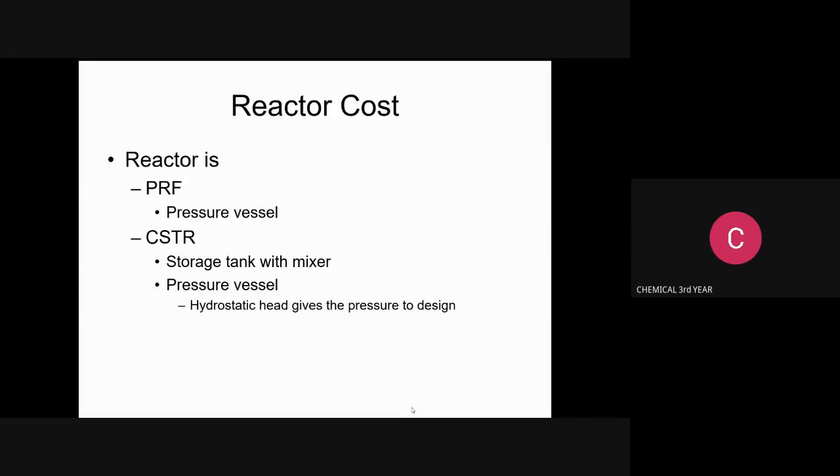In the hydrostatic head design process, we can easily cut our expenses. In the reactor cost slide, I have to tell you how we cut the price and how we reduce the amount for the profit. A simple recall of this slide is the PFR and CSTR, and how we can cut the cost or reduce the reactor cost.